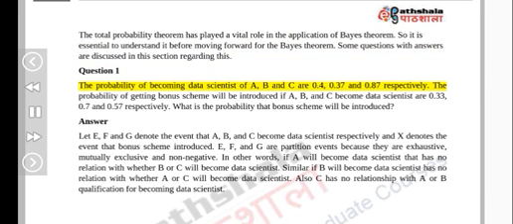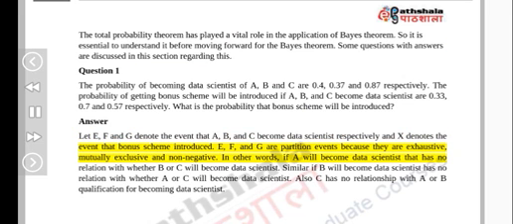Question 1. The probabilities of A, B, and C becoming data scientists are 0.4, 0.37, and 0.87 respectively. The probabilities that a bonus scheme will be introduced if A, B, and C become data scientists are 0.33, 0.7, and 0.57 respectively. What is the probability that the bonus scheme will be introduced? Answer. Let E, F, and G denote the events that A, B, and C become data scientists respectively, and X denotes the event that the bonus scheme is introduced.